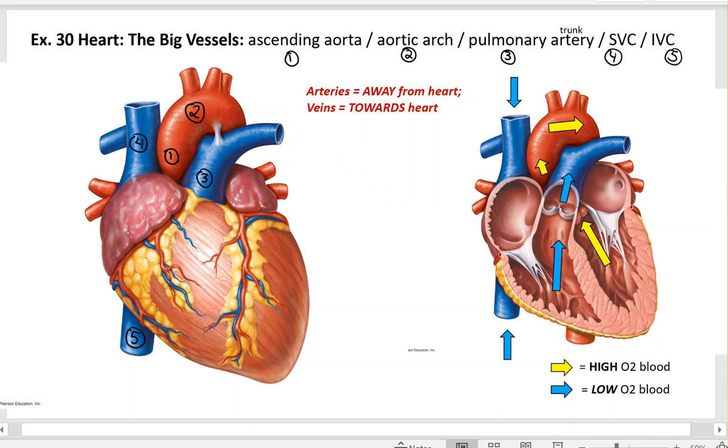The superior vena cava drains the top of the body here, and the inferior vena cava drains the lower part of the body into the right atrium. Pay attention to where high oxygenated and low oxygenated blood is.